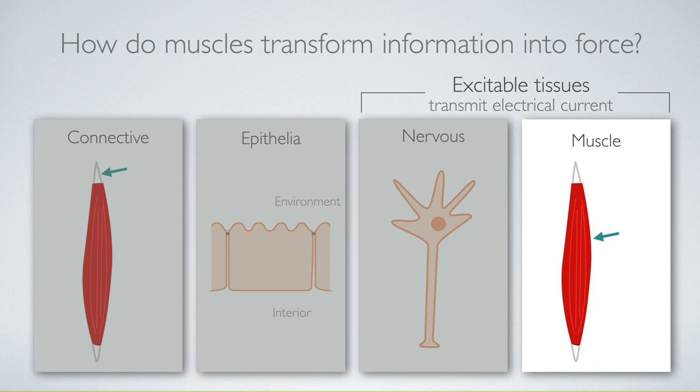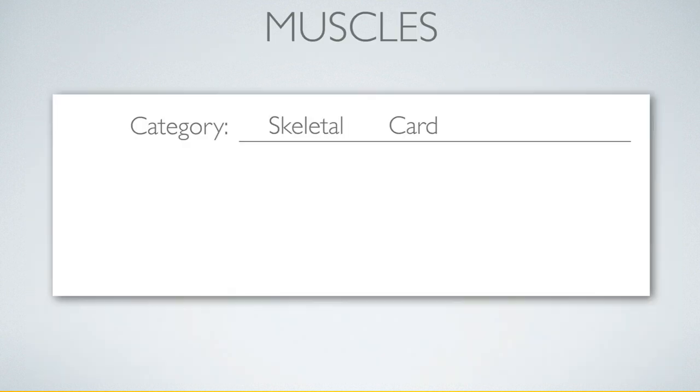Let's cover some basics. There are three categories of muscle. The one that we're going to focus on first is skeletal muscle. And that's the muscle that's attached to your skeleton. So when you think of muscle, this is probably what you have in mind. It's generally what you eat. Steak, chicken, fish, those are all skeletal muscles.